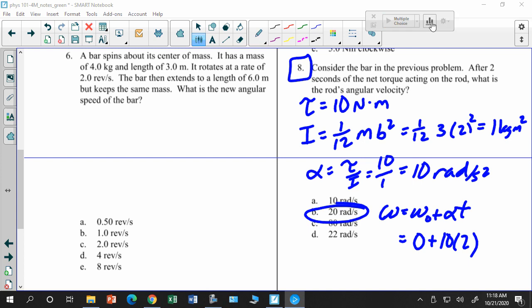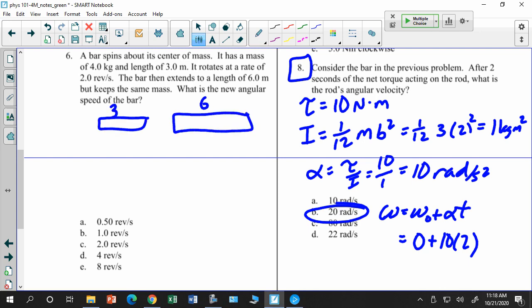All right, so I have this bar, and it extends. I have a bar that's originally 3 meters, and then it extends to 6 meters. Is that thing going to speed up or slow down? It's going to slow down. So it originally starts at 2 revolutions per second, so I can get rid of those options.